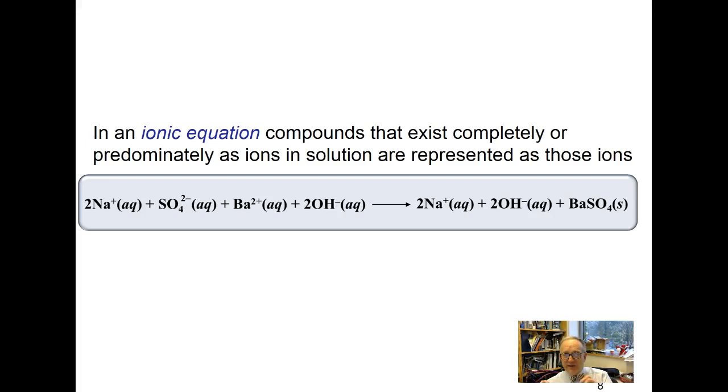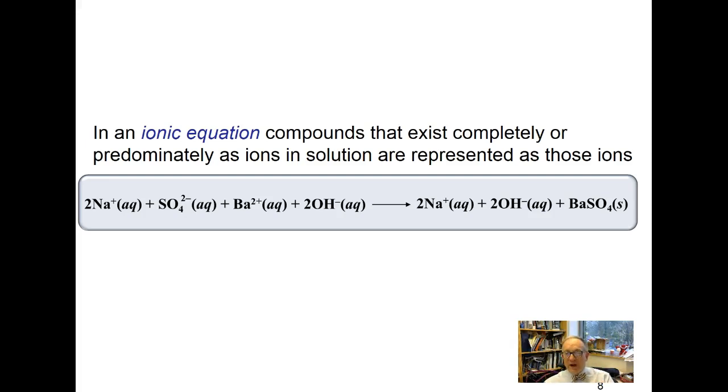We've got SO4 2- aqueous on the left-hand side, but on the right-hand side, the product side, we don't see SO4 2- as aqueous. It's part of barium sulfate. So that's changing from one side to the other. The barium 2+, likewise, on the right-hand side is barium sulfate, and so it's changing from one side to the other. And the hydroxide ion, there are 2 of them on the left, the reactant side, and 2 of them on the right, the product side. And so that's not changing.